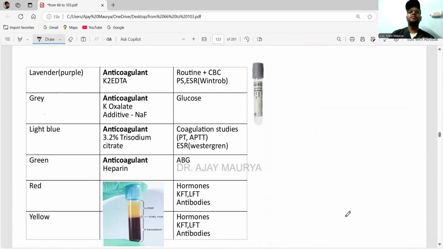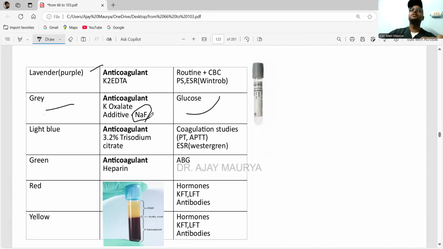I think everyone knows about this one. Lavender purple color is for the routine CBC. The anticoagulant we add is K2 EDTA, and for K2 EDTA the color is lavender. Gray color is for glucose. The additive is sodium fluoride. It will not break down the glucose; that is the function of NaF. It will inhibit glycolysis.